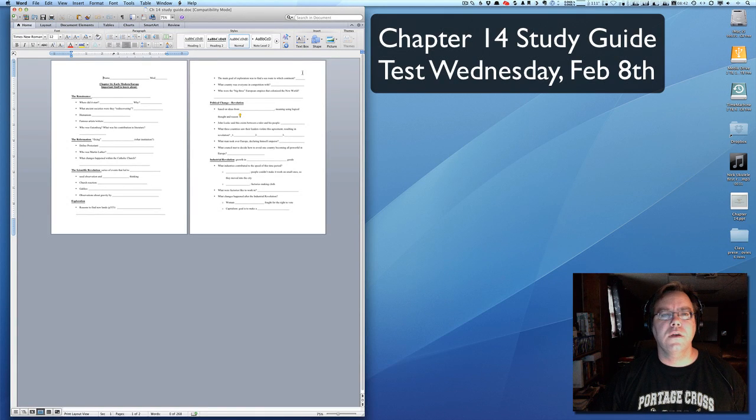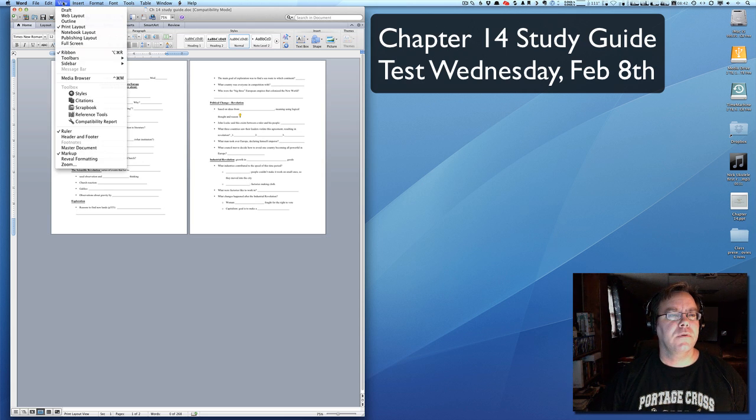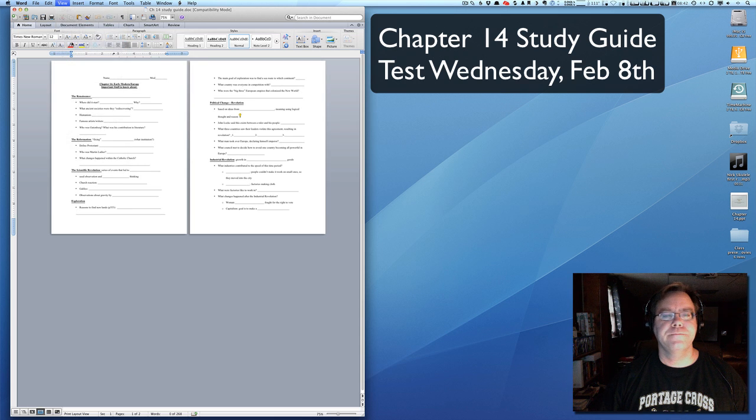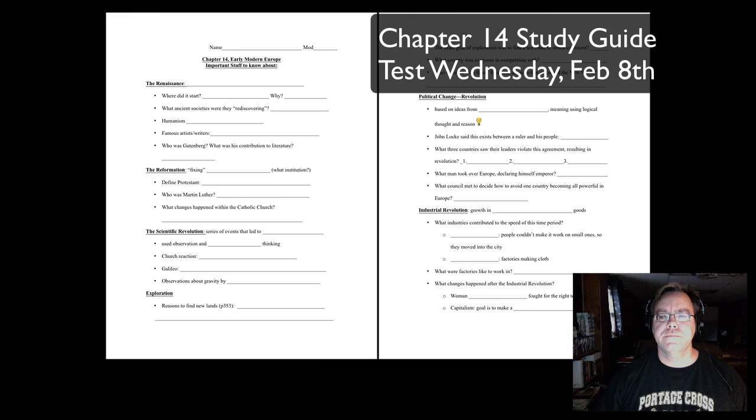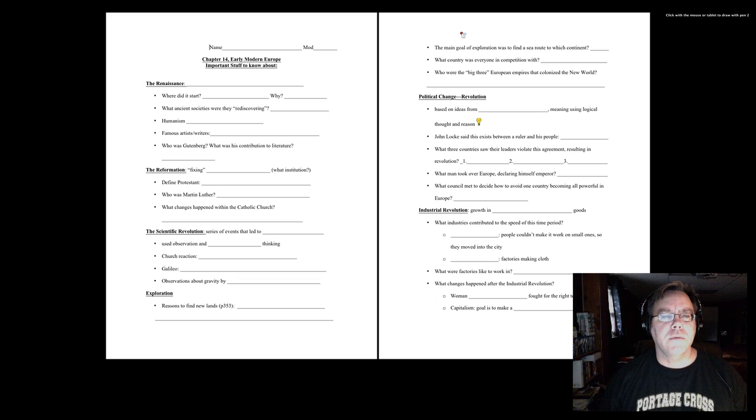Okay, this is the study guide for the Chapter 14 test. We're going to run through here real quick. I bring this up so we can see a little bit better, and increase the size. Okay, starting with the Renaissance, and again, you received this in class today, but we want to make sure everybody has the correct answers so they can study properly.